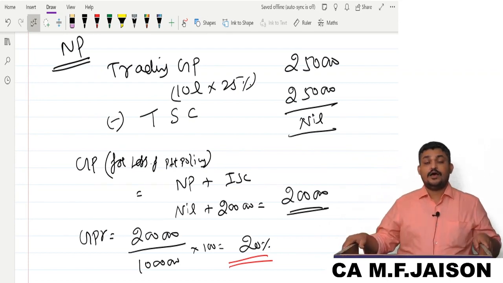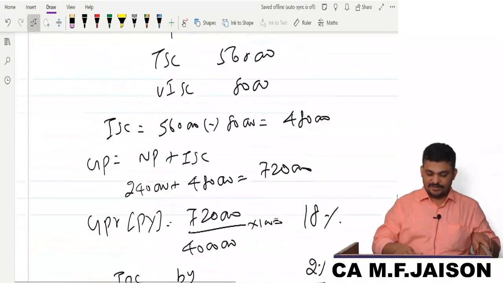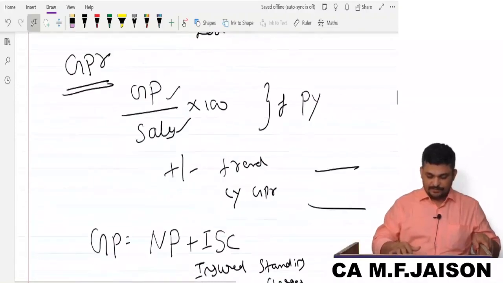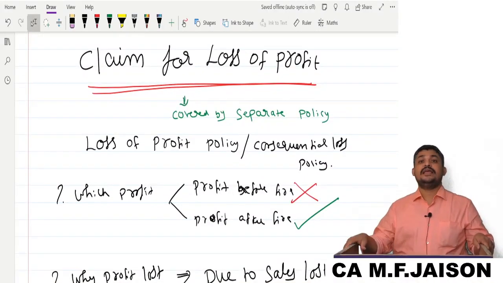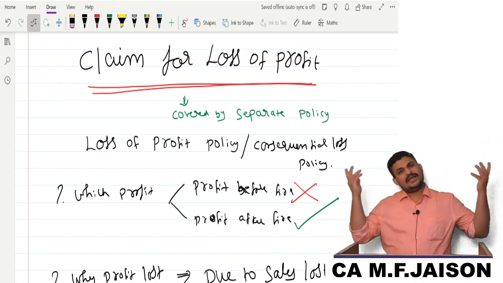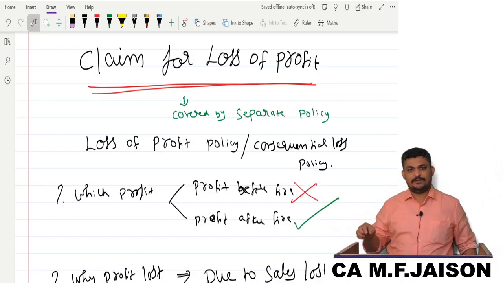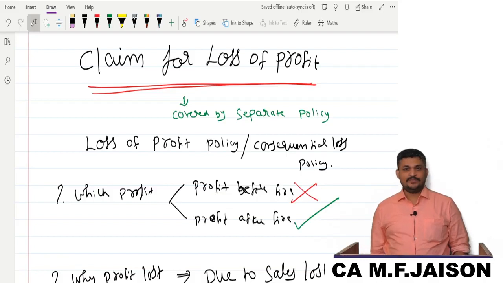Loss of profit policy, claim for loss of profit policy. Which chapter are we discussing? We are discussing insurance claims. Under that, the topic is claim for loss of profit policy. I explained that if I take a fire insurance policy, will I get this compensation? No. You need to take a separate policy, the loss of profit policy.